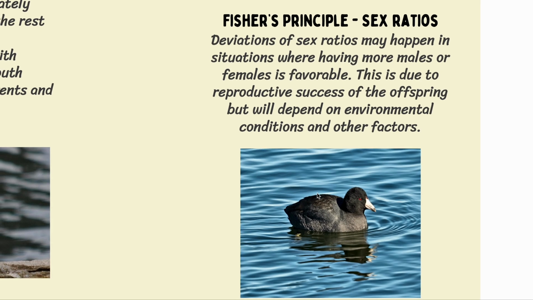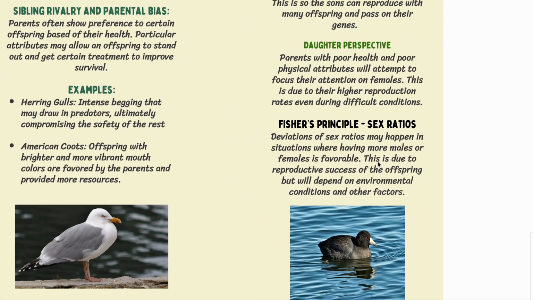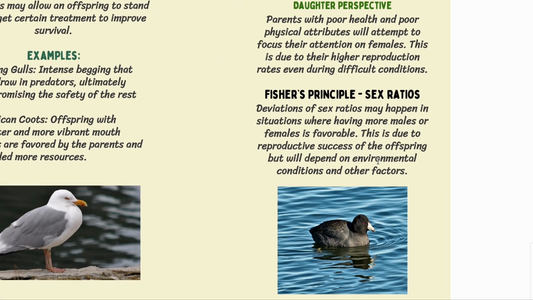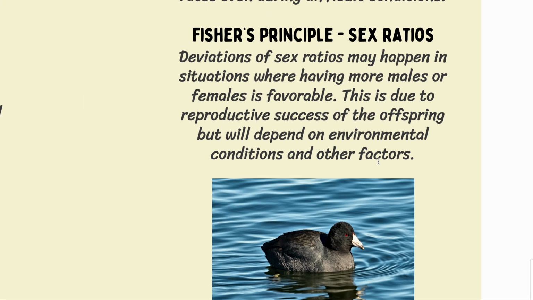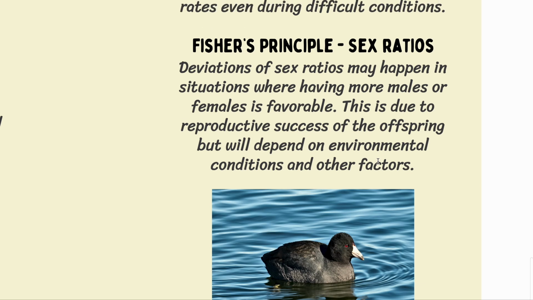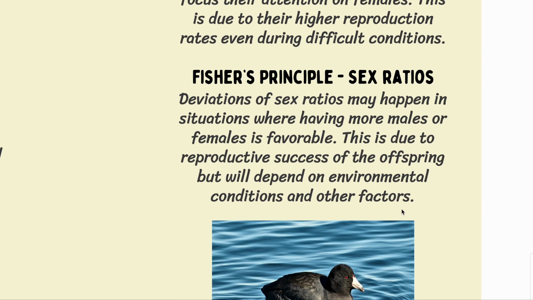The final topic will be Fisher's principle. It essentially plays off of Trivers' hypothesis, and also the sex ratio idea. Deviations of sex ratios may happen in situations where having more males or females is favorable. This is due to reproductive success of the offspring, but will depend on environmental and other factors.